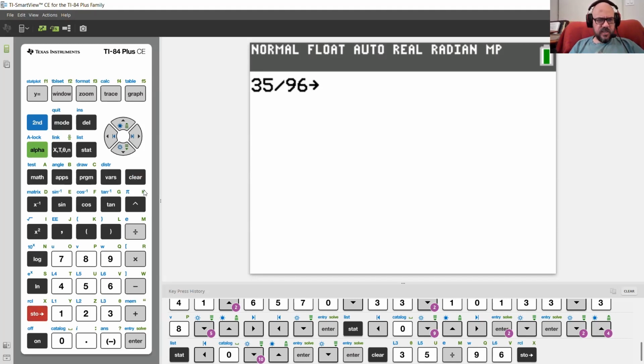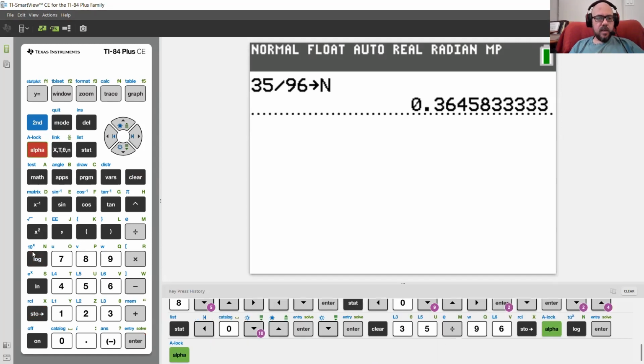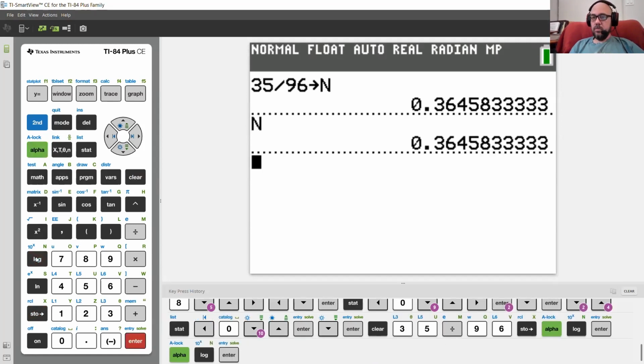So you can see the letter keys on the calculator here, right? A, B, C, D, etc. I'm going to store this one into N for non-pet owners. The way you get the greens here is with the alpha key. So alpha N. So 35 over 96 is going to go into N, and N is going to be 0.364. Now if I just do N, it will be that number. So I can just put in N rather than having to type in 0.3645833 or 35 out of 96.